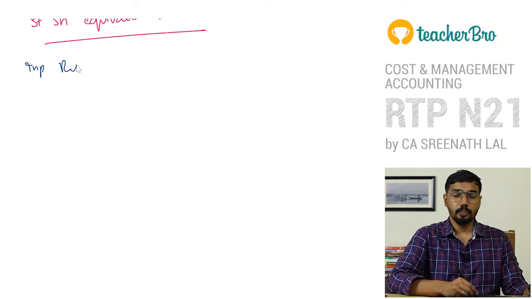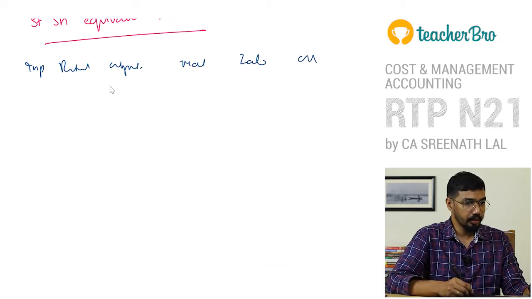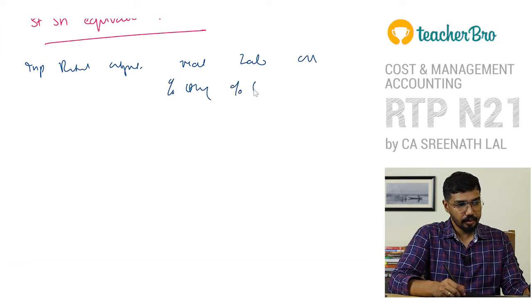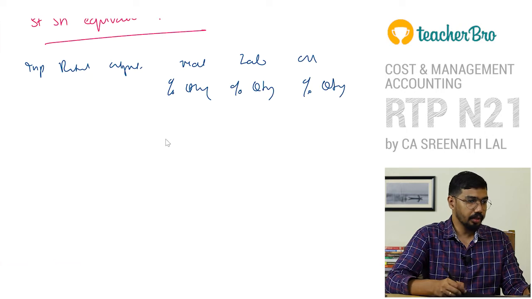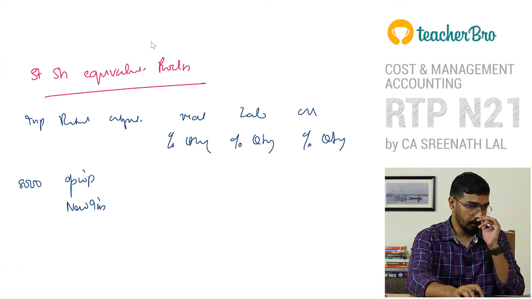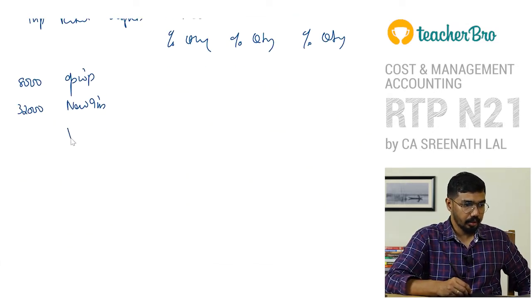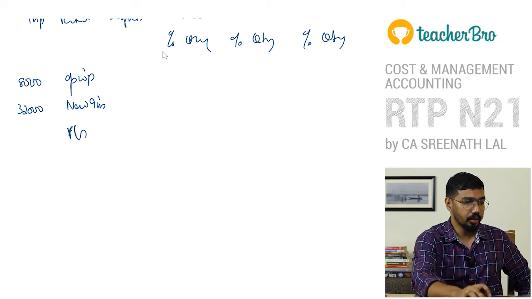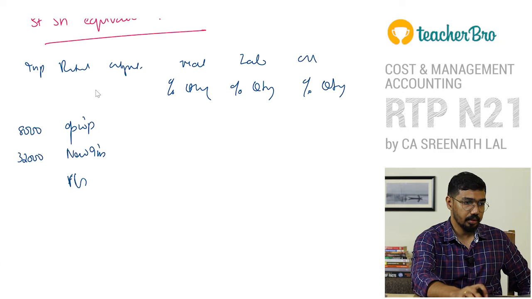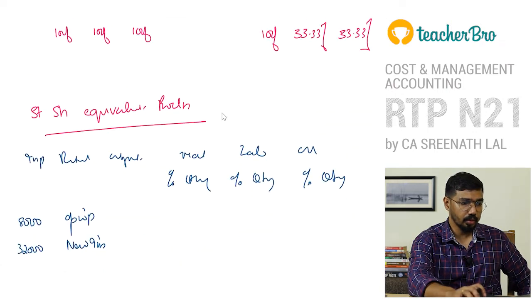So input, particulars, output, material, labor, overhead, percentage, quantity, percentage, quantity, percentage, quantity. So input, opening WAP 8,000. New input is 32,000. Then my FG, completed units, 28,000. And closing WAP is 12,000.